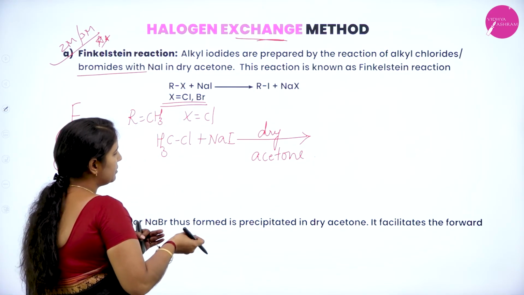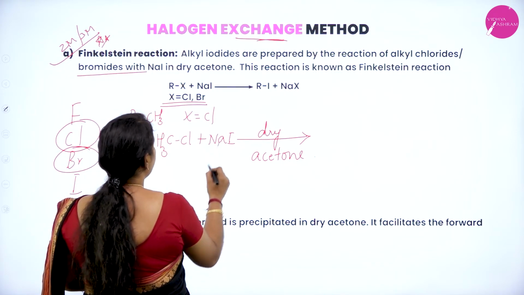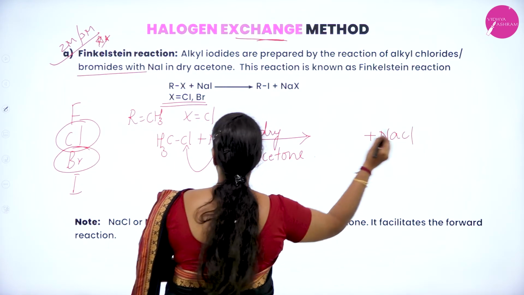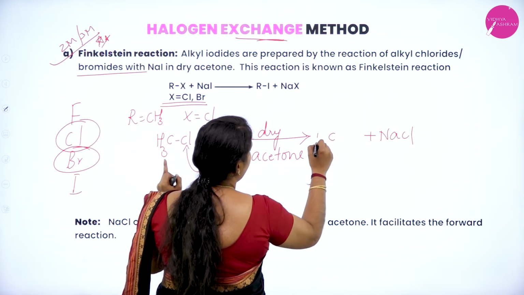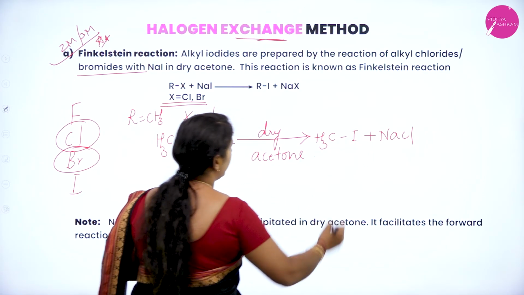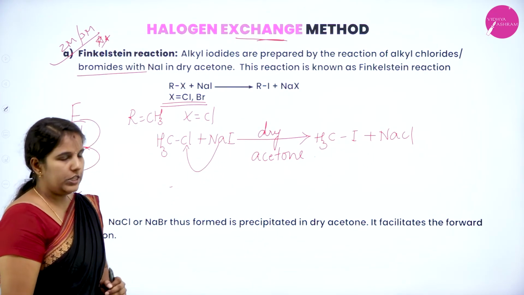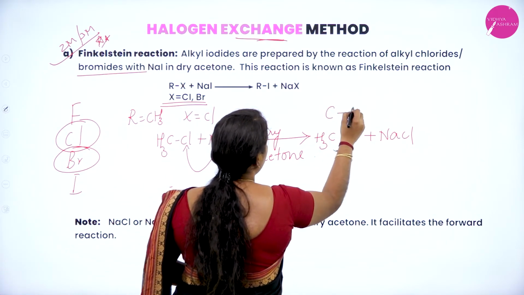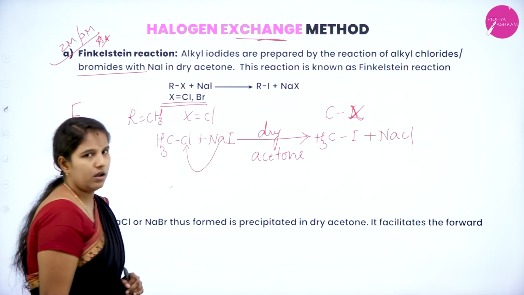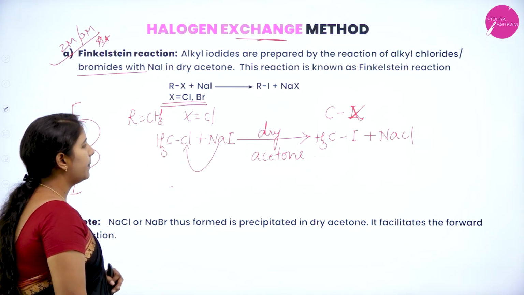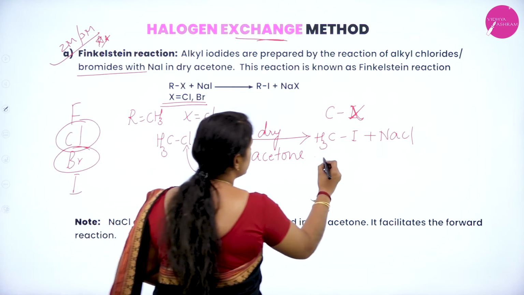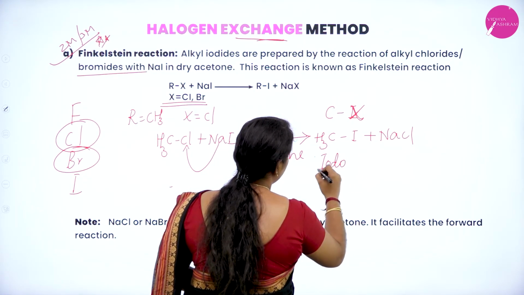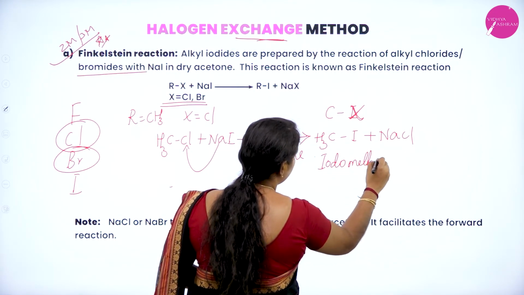It is just the exchange of halogen. Sodium combines with the Cl to form sodium chloride, and this CH3 combines with iodide to form CH3I. Again it is a haloalkane. You can see that there is a carbon and halogen bond. So this is an example of an alkyl iodide. It is iodomethane, you can say.